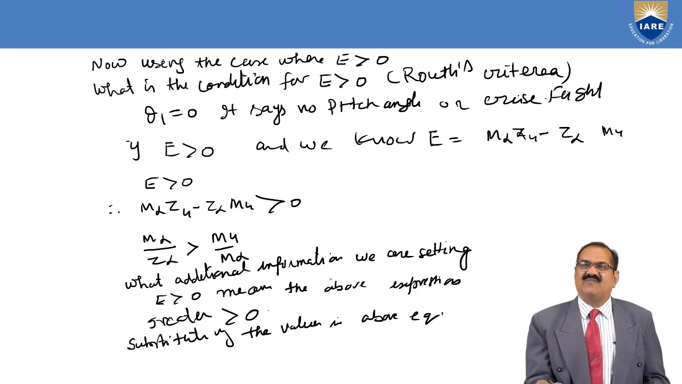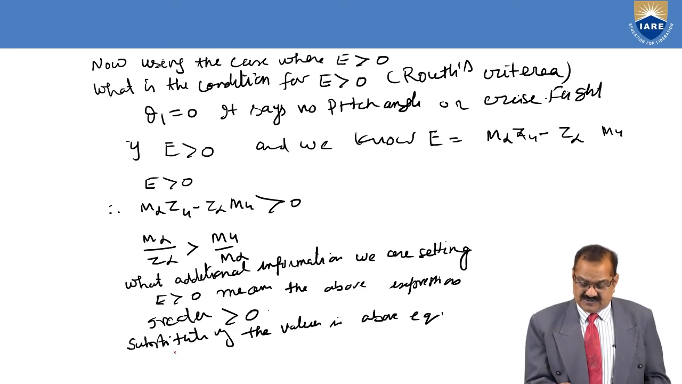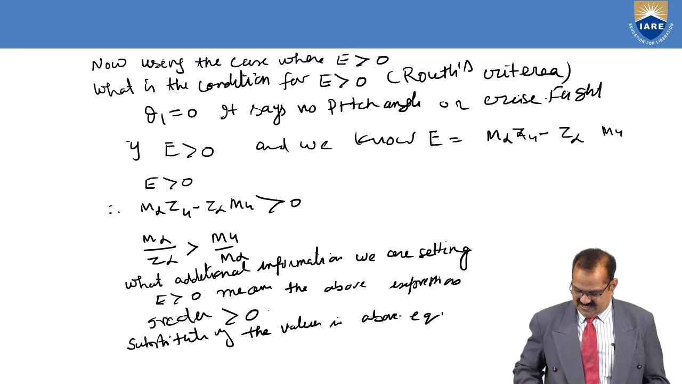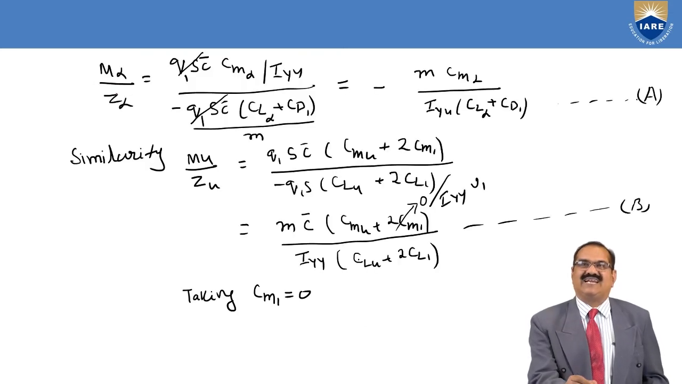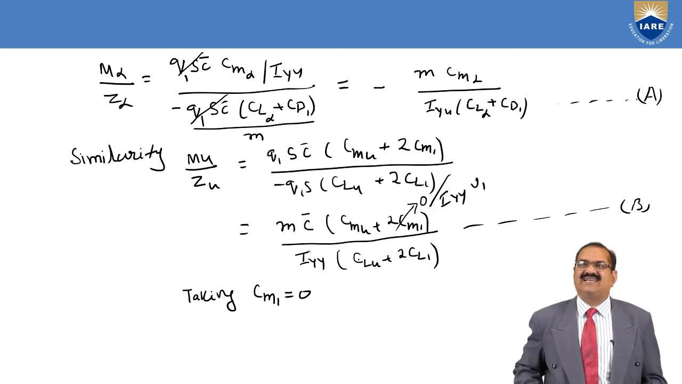What additional information are we getting from this equation? When E is greater than 0, it means the above expression is greater than 0. So substituting the value in the above equation, we will get M alpha by Z alpha, putting this value, minus M CM alpha by IYY CL alpha plus CD1. Similarly, MU by ZU, putting this value, we will get MC, this will be 0. So taking CM1 equal to 0, we will get these values.